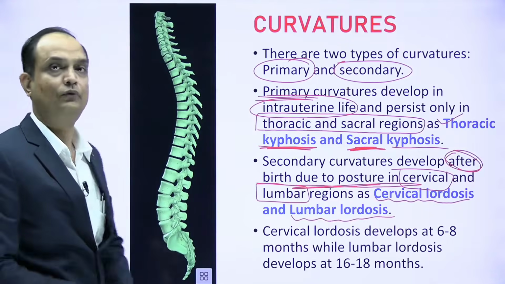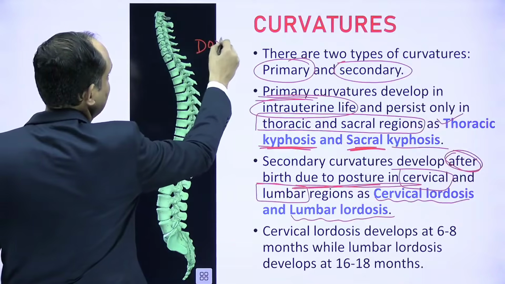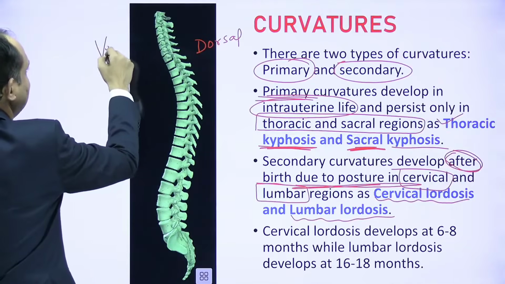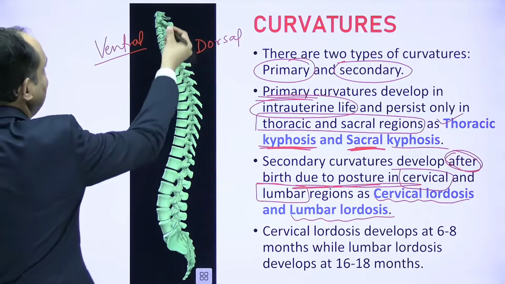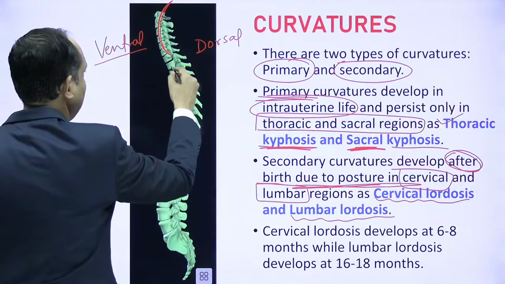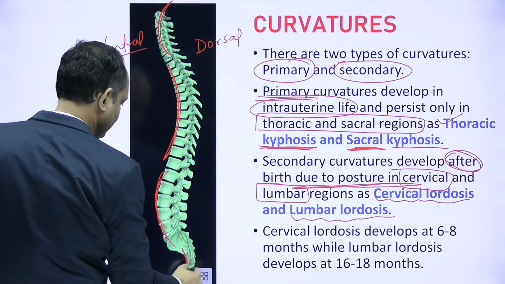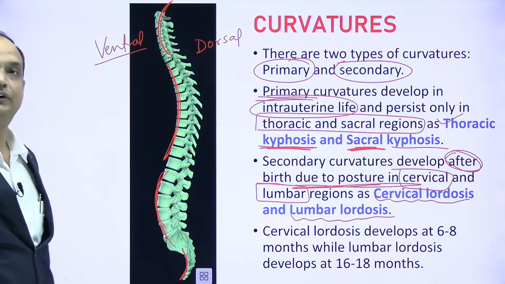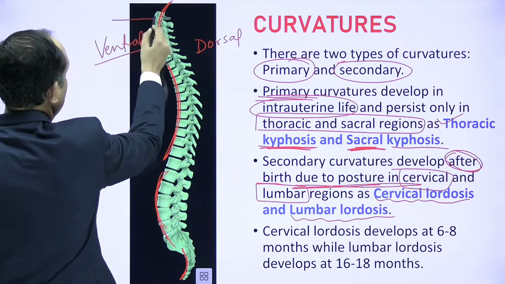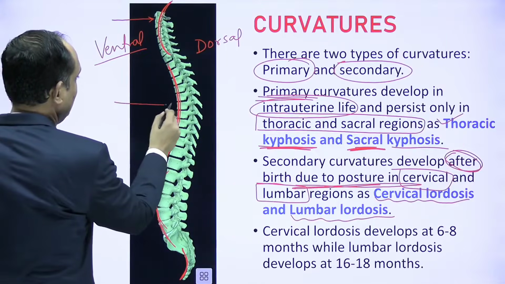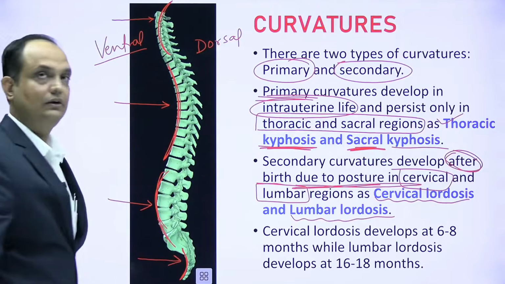Now when you see the profile view of the vertebral column, you can see these are the spines. So this is the dorsal surface of the vertebral column and this is the ventral surface. Here you can see this is the first curvature, then you have the second curvature, then a third curvature and a fourth curvature. So from above downward, you can see in an adult vertebral column there are 4 curvatures. The uppermost curvature has convexity on the ventral side, then you have concavity on the ventral side, then again convexity and again concavity on the ventral side.